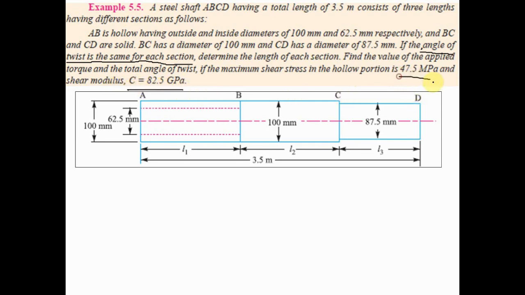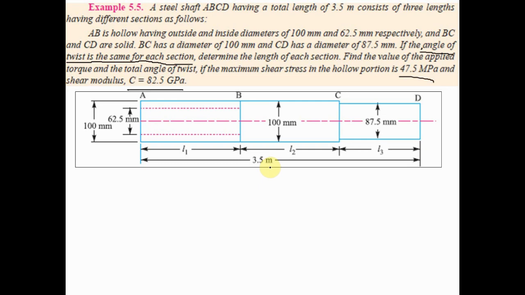Okay, so this is the diagram of the shaft that is depicted here in the picture, ABCD. We have three sections: AB, BC and CD. AB is a hollow section having length L1, outside diameter 100 millimeters and inside diameter 62.5 millimeters. Then BC has a diameter of 100 millimeters and length L2. Then CD has a diameter of 87.5 millimeters and length L3. The total length of the shaft from point A to point D is given as 3.5 meters.